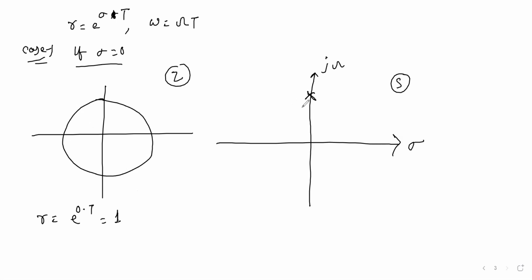If the poles lie on the j omega axis, what type of system is this? Anyone? What type of system? Marginally stable, sir. Very good, marginally stable. Now see, if the poles lie on the j omega axis, it is a marginally stable system. Now the poles lie on the circumference of the Z plane, meaning the unit circle. What type of system is this?